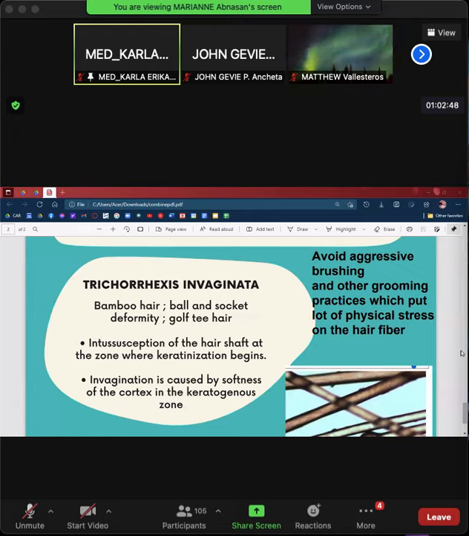The last is the trichorrhexis invaginata. So these are called bamboo hair, ball and socket deformity, and golf tee hair. So the intussusception of the hair shaft at the zone where keratinization begins. The invagination is usually caused by softness of the cortex in the keratogenous zone.